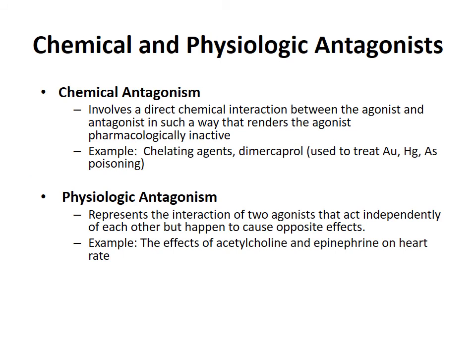So this first one is pretty simple. Chemical antagonism involves a direct chemical interaction between the agonist and the antagonist in such a way that renders the agonist pharmacologically inactive. So chemical antagonism is nice and easy because it has nothing to do with the receptor. Not really, right? It's like a chelator. A chelating agent is a chemical that will bind to a metal to inhibit its activity.